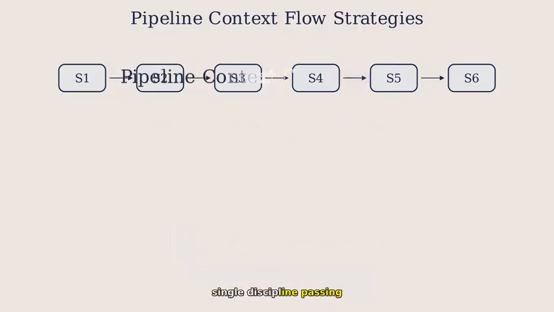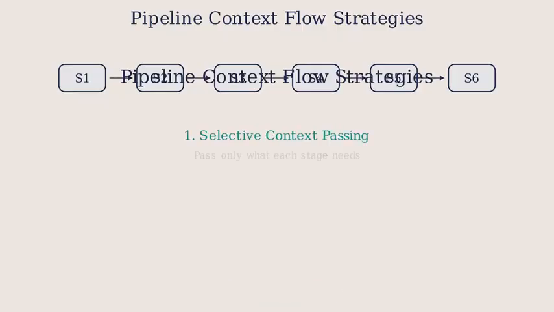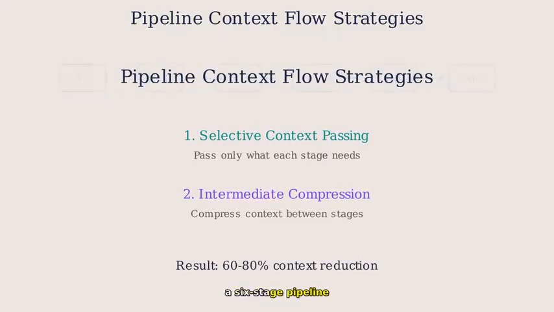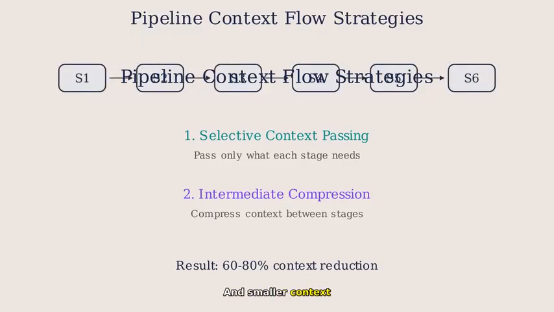This single discipline, passing only what's needed, can reduce context size by 60 to 80% in a 6-stage pipeline. And smaller context means cleaner focus, lower cost, and faster execution.